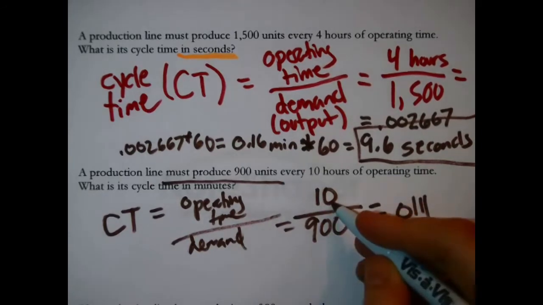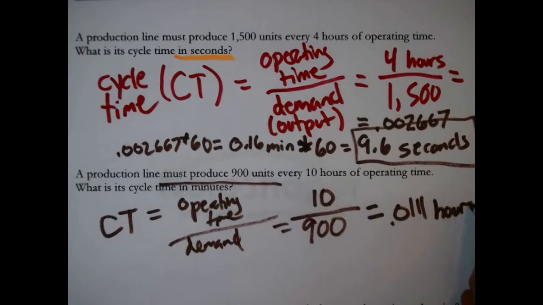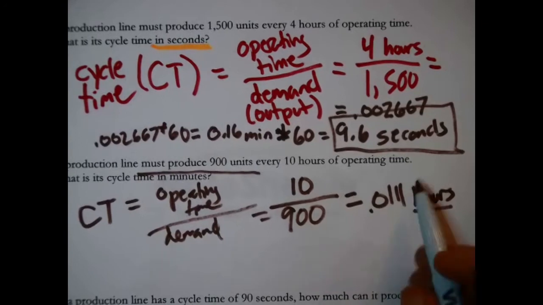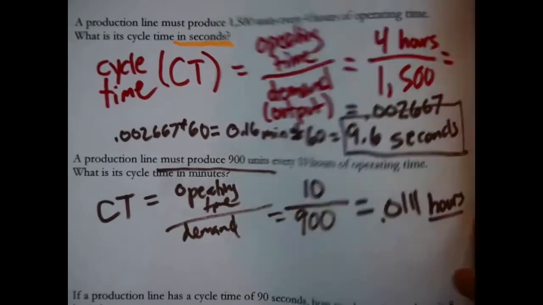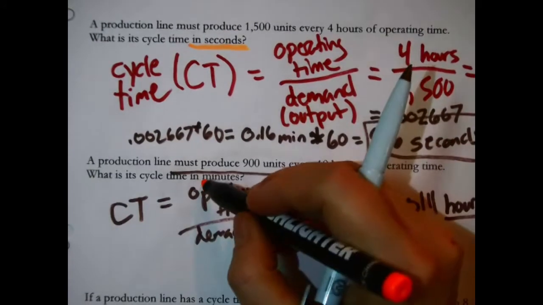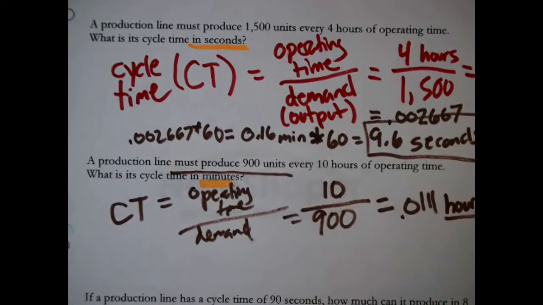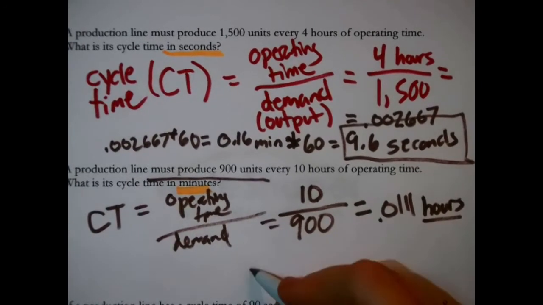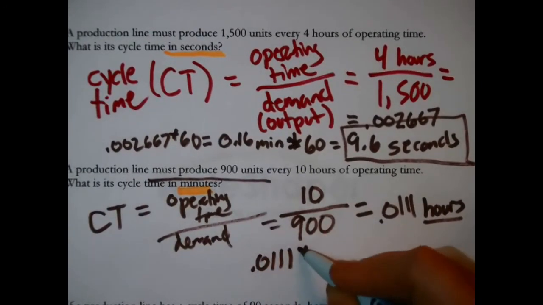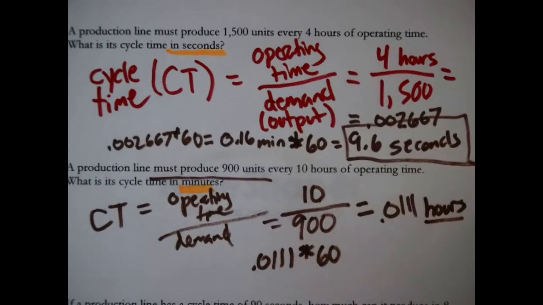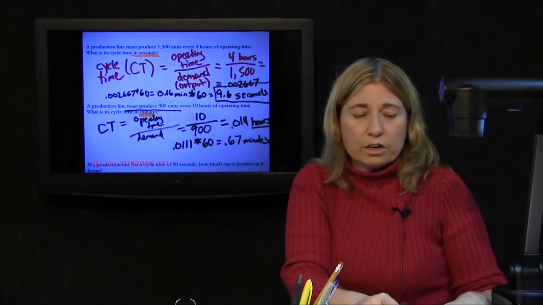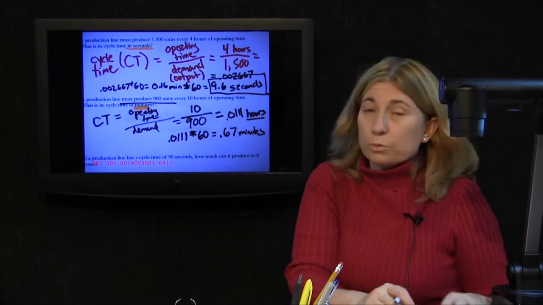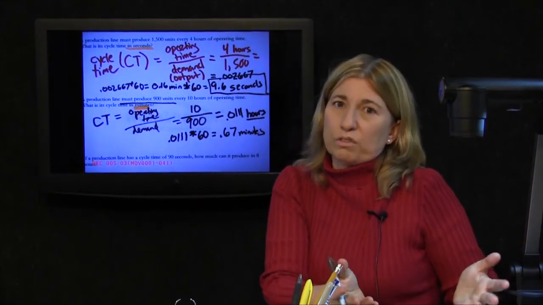But we remember, oh, wait a minute, the 10 is in hours. So this is in hours. This is true. This is the cycle time. But then we check what the question was asking for. It was asking for, in this case, minutes. Okay, so 0.0111 in hours is how many minutes? Well, there's 60 minutes in an hour, so multiply it by 60, and that reveals 0.67 minutes. This particular assembly line that has to produce 900 units every 10 hours, basically each workstation is going to have a cycle time of 2/3 of a minute.